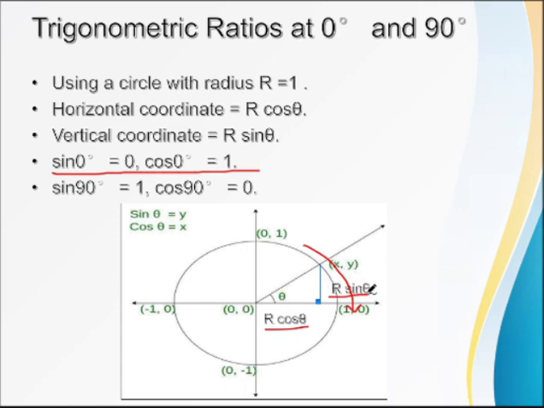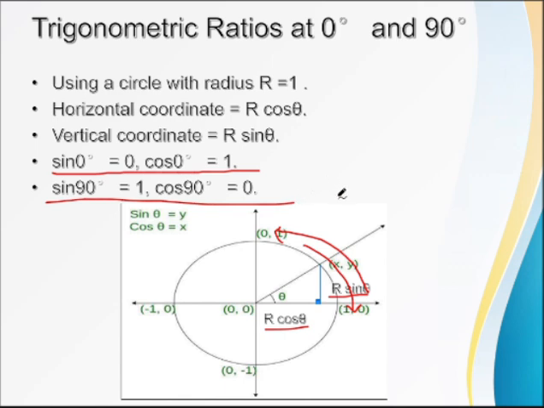If theta becomes 90 degree, then it will move up here. So r cos theta will be 0 and r sin theta will coincide over the radius, which is 1. So sin 90 degree will be 1 and cos 90 degree will be 0.